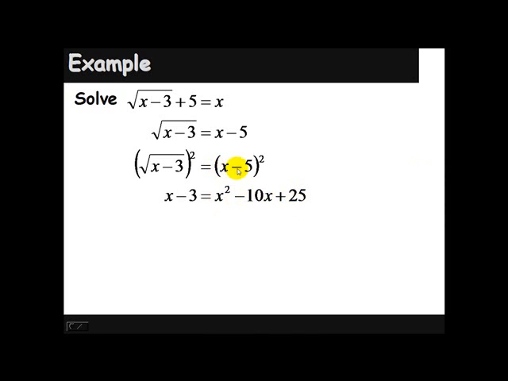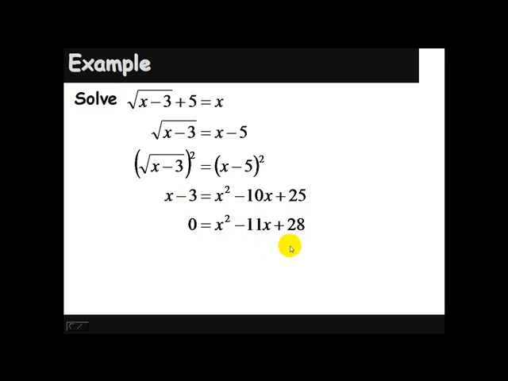Remember, when you square x minus 5, that means you're squaring this number. You have to multiply it by itself. x minus 5 times x minus 5, which, if we FOIL it out, gives us x squared minus 10x plus 25. In this next step, I'm going to go ahead and subtract x from both sides and add 3. We can handle that, I think. Negative 10x minus an x is negative 11x, and 25 plus 3 is 28.